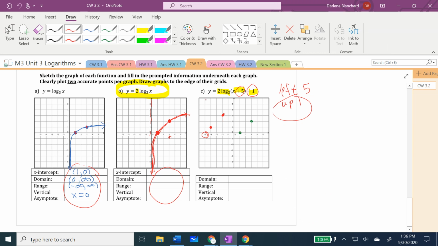Okay. So I'm going to draw a little dashed line here at -5. In fact, in the future, what you may want to do is when you have a translation of a graph, draw the asymptote first. The asymptote is always the number that makes the inside of the logarithm turn to 0.